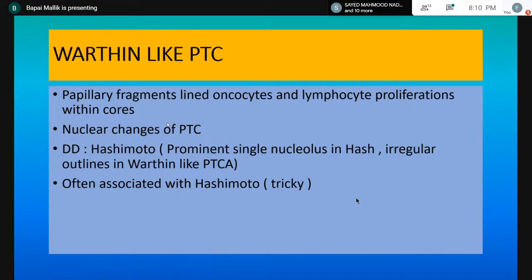But once again, you know that some of the nuclear features that you associate with papillary thyroid carcinomas are also seen in Hashimoto's thyroiditis. Right? Otherwise, the differentiation is from Hashimoto's, where you usually find a prominent single nucleolus in the oncocyte as compared to the intranuclear inclusions, but rarely you can. It is a very difficult diagnosis.